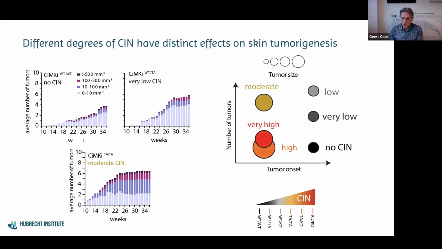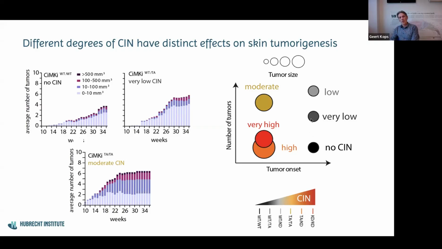I'll take you through it. So on the x-axis is the time of tumor onset. On the y-axis is the number of tumors, and the size of the ball is the tumor size on average for these different mice. And of course, this is a cartoon, so this is just a representation of what the data looks like. So if you don't have any chromosome instability, your tumor onset is relatively late, the tumor size is relatively small, and the number of tumors is relatively small.